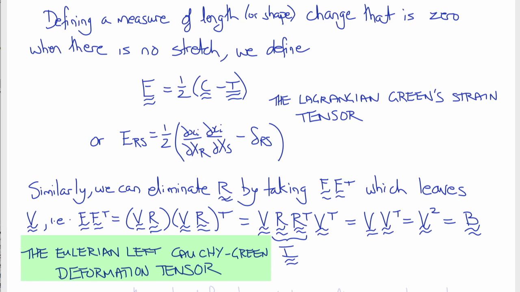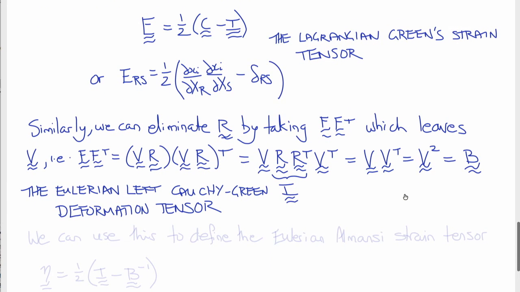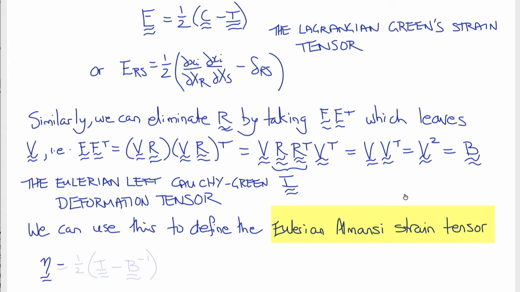So in the same way that we use C to define a Lagrangian strain tensor, we can use B to define an Eulerian strain tensor, which is known as the Almansi strain tensor, or sometimes denoted by eta. And eta is 1/2 of I minus B inverse.